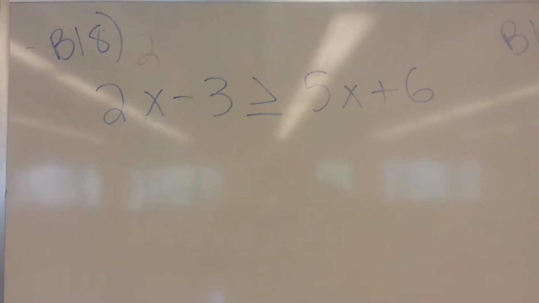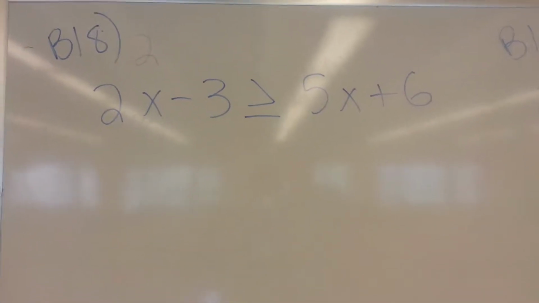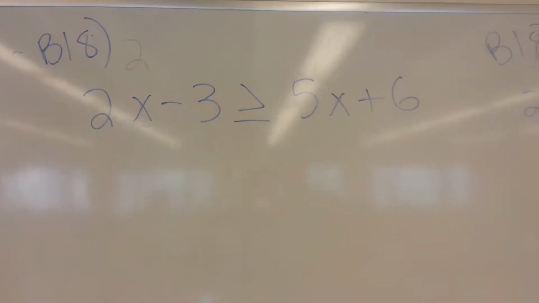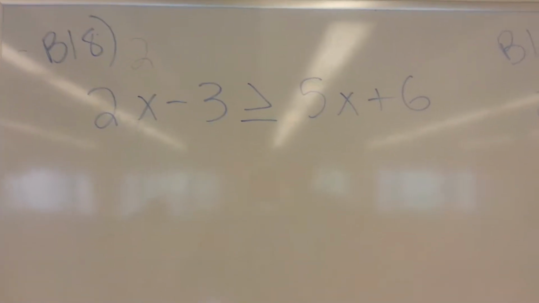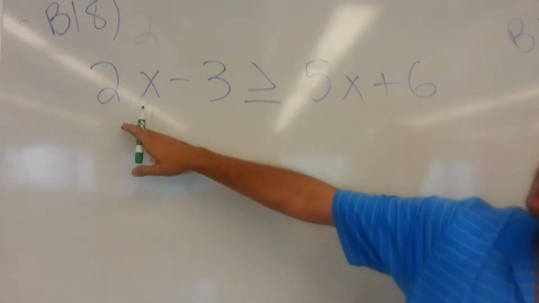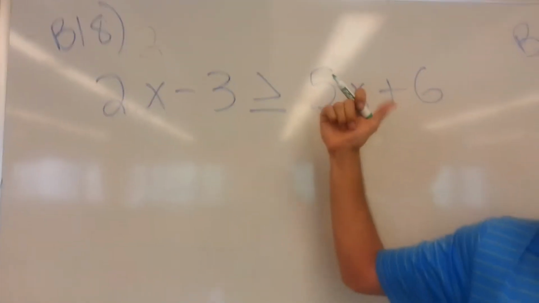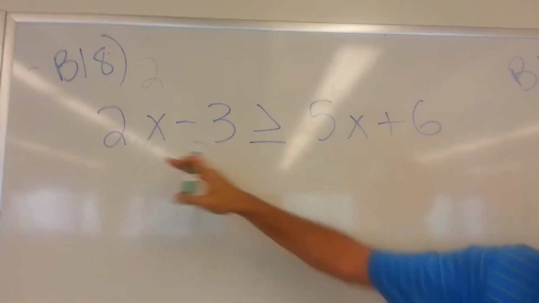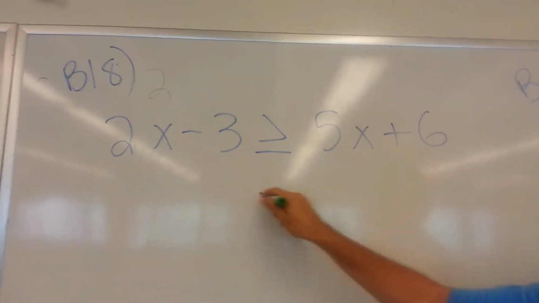Okay, now we're doing a problem from sample B, number 18. 2x minus 3 is greater than or equal to 5x plus 6. You'll notice that we have 5x's on the right side and 2x's on the left side. Let's bring the x's to one side and the numbers to the other. Since this side has more x's, I'll bring the x's over to this side.